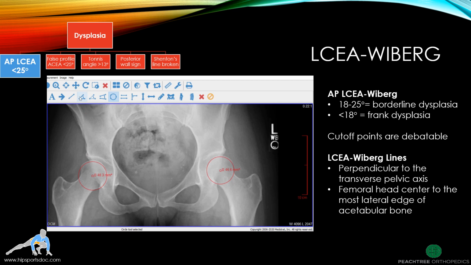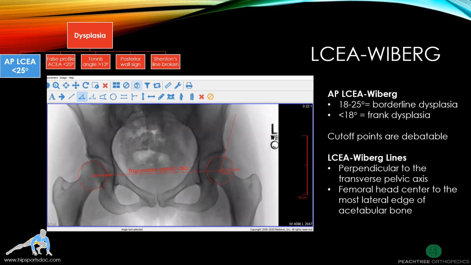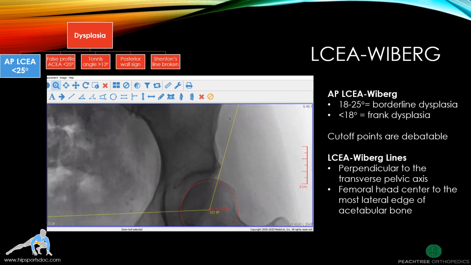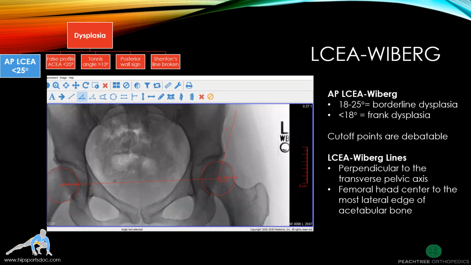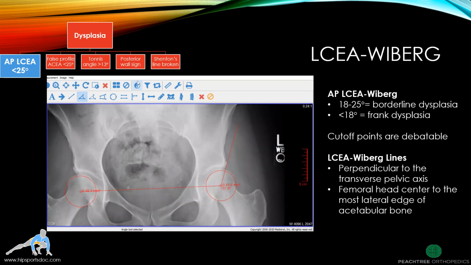There are two reported measurements for the lateral center edge angle, or LCEA, as measured on the AP pelvis radiograph. We demonstrate the LCEA Wiberg in this slide, formed by the angle between a perpendicular to the transverse pelvic axis and the line extending to the most lateral edge of acetabular bone. The transverse pelvic axis accounts for differences in height of the femoral heads in the image. Here, the two femoral heads are not perfectly level, and a horizontal line in the image would not correspond to the pelvic axis. The LCEA Wiberg is 17.8 degrees, indicating dysplasia.